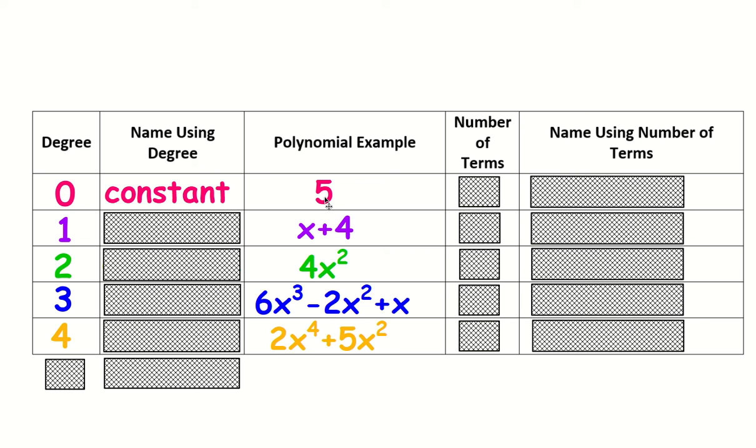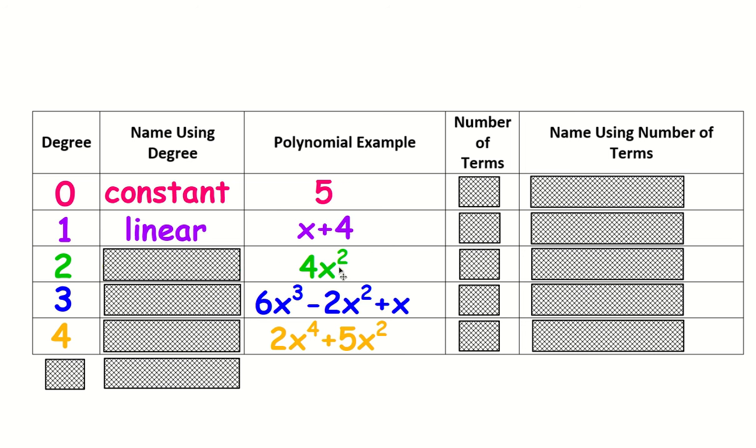If this was like a 5x, then depending on what x was, it could change from thing to thing. But if it's just 5, like if the power on your invisible variable is 0, then it's constantly 5. So 5 is a constant. If the degree is 1, we use the word linear, like a linear equation when the powers are 1.